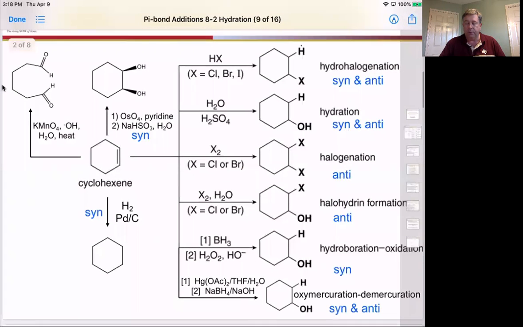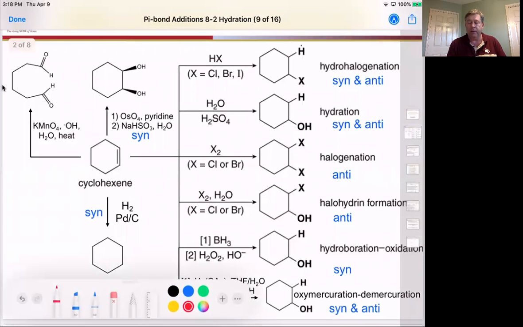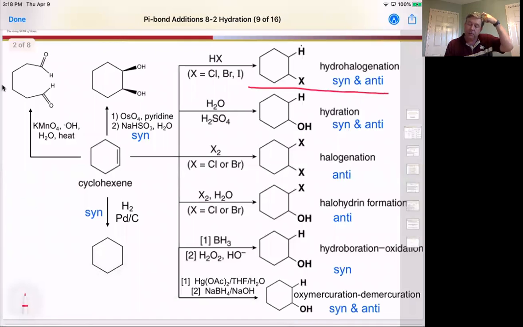So, our first set covered the hydrohalogenation, where what we learned was both syn and anti. Now we're going to learn about the syn and anti additions for hydration, or adding water across the double bond such that we can get alcohols and ethers.